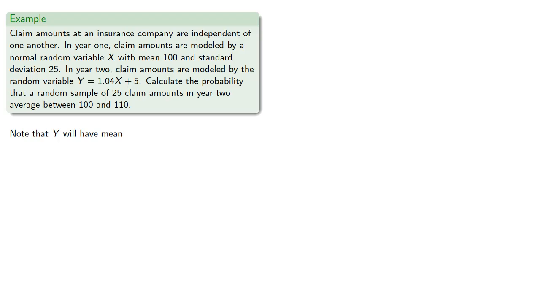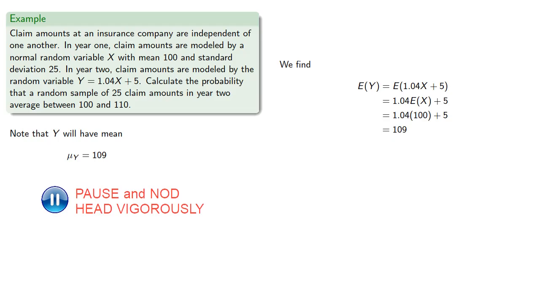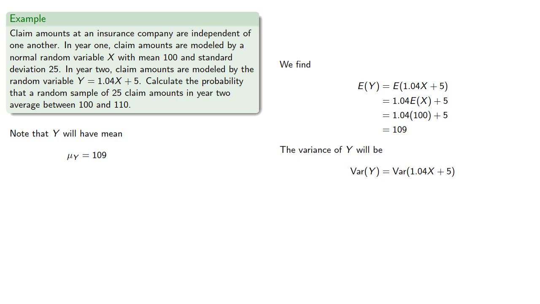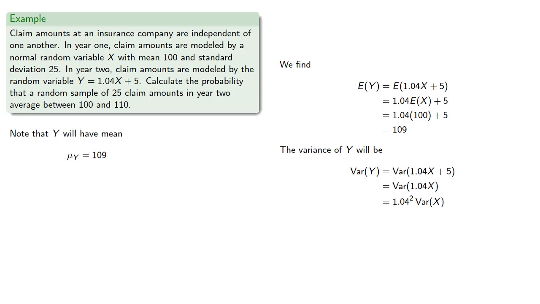So let's find the mean and standard deviation of the individual claims. Well, remember, the mean is the expected value. The expected value of y is the expected value of that linear function of x. And we can remove that factor, and we get our mean. The variance will be the variance. And remember, adding a constant doesn't change the variance, but multiplying by a factor will introduce a factor squared, and so our variance will be, and so that means our standard deviation will be.